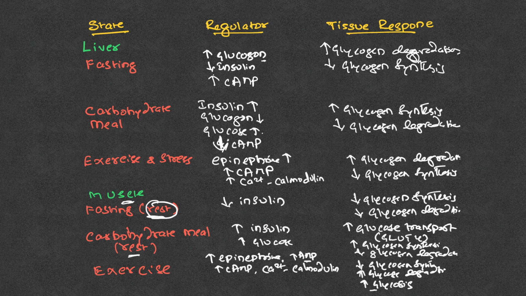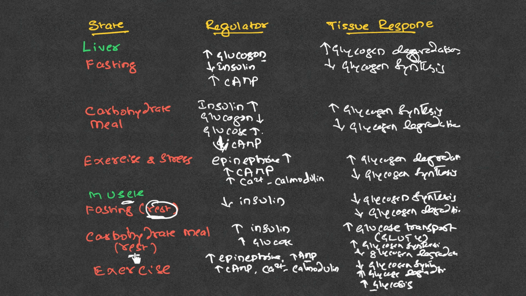Coming to the muscle under fasting condition but restful situation, what will happen? There is a decrease in insulin because the person is fasting. Glucagon is not mentioned here because it is not relevant, since muscle does not have a glucagon receptor. Insulin decrease means there is a decrease in glycogen synthesis and a decrease in glycogen degradation. Why is glycogen degradation decreased even though the person is fasting? Because when the muscles are resting, you do not need to break down glycogen, as there is no need for energy there. That is why glycogen degradation is not really increased.